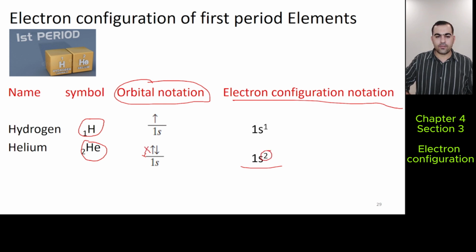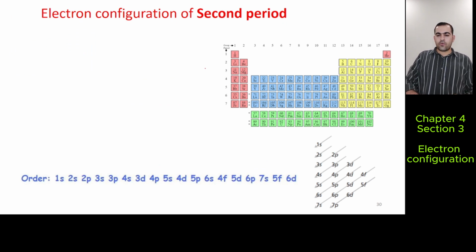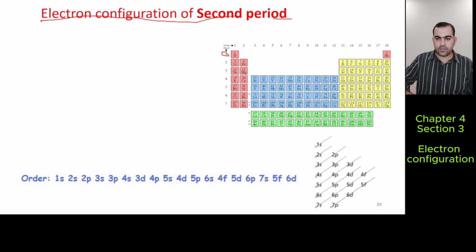I'm going to write it. We did it for the first period. In the first period we have how many elements? 2 elements, hydrogen and helium. Done. So what about the electron configuration of the second period? Look, we have lithium, beryllium, boron, carbon, nitrogen, oxygen, fluorine, and neon.